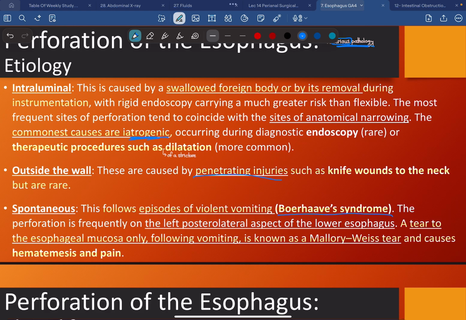There is another condition called Mallory-Weiss. Before, we were talking about complete perforation of the esophagus. This Mallory-Weiss is just a tear of the mucosa. It's not a complete full thickness perforation, but it will present with bleeding and with pain.